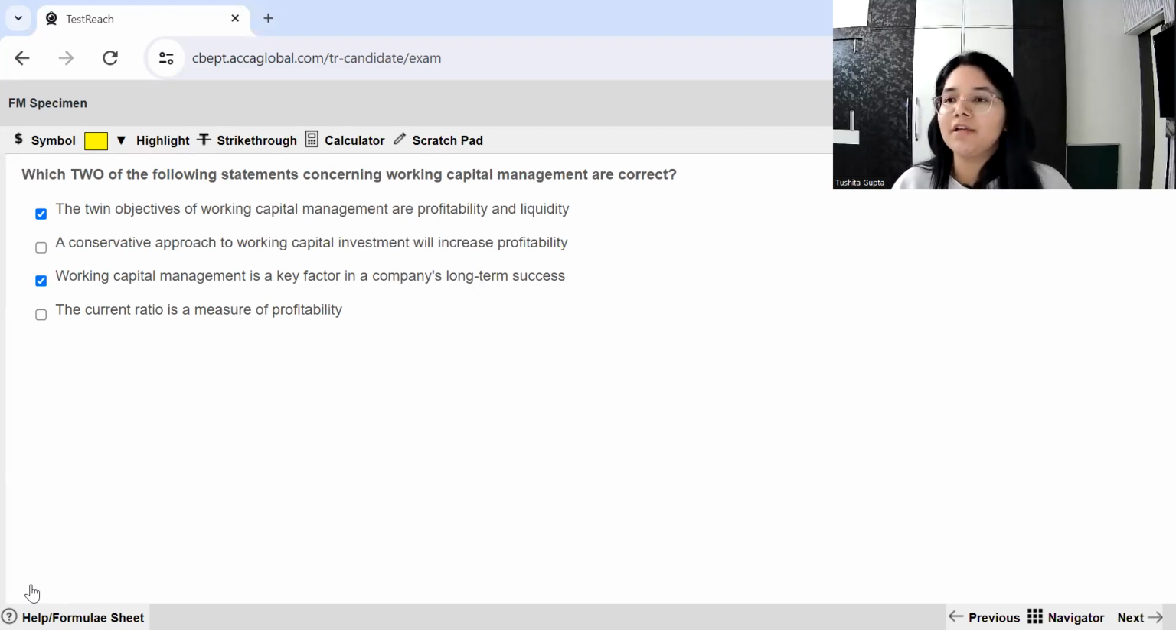The current ratio is a measure of profitability. This is wrong. The current ratio rather measures your liquidity, that is, how liquid are you? Will you be able to meet your current liabilities with the current assets that you have at the moment? Moving ahead.